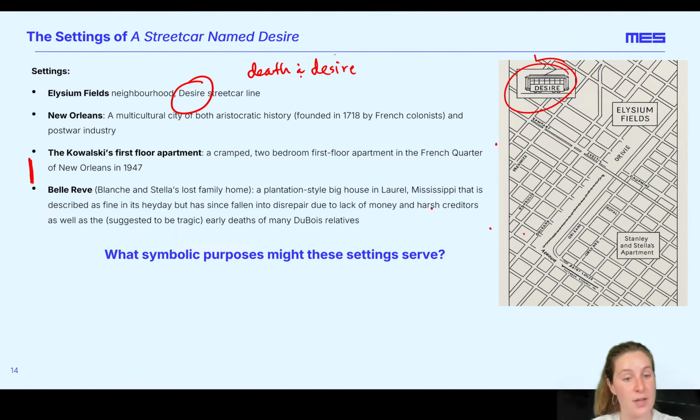immediately, because it is through this setting, arriving in Elysium Fields, having taken the Desire streetcar, that Blanche arrives to this apartment. So immediately she is associated, and her desire, her sexuality, her femininity, and her way of life are all associated and aligned with death from the start. So this play is really her journey towards death and destruction. She's already on it as a result of her past, as we'll see, and as a result of who she actually embodies as part of the Old South.